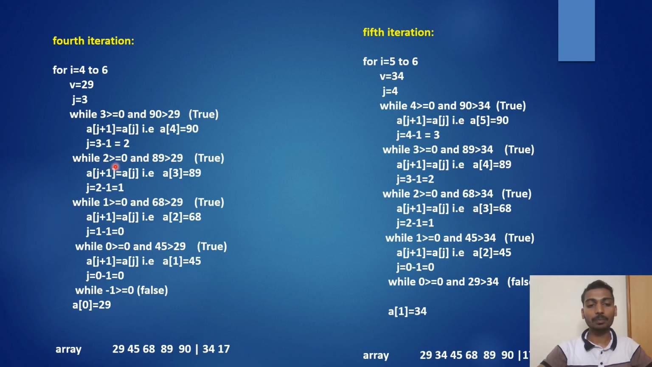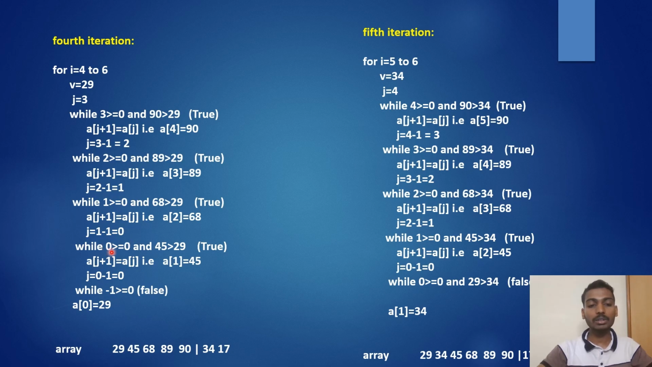It is also true. Then it will execute the statement a of 3 is equal to 89 and j is equal to 2 minus 1. It will decrement the given number, and again it will execute the loop while j is greater than or equal to 0, that is 1 should be greater than or equal to 0 and 68 should be greater than 29, that is true. Then a of j plus 1 is equal to a of j, that is a of 2 is equal to 68. Then j should be decremented and j will become 0.